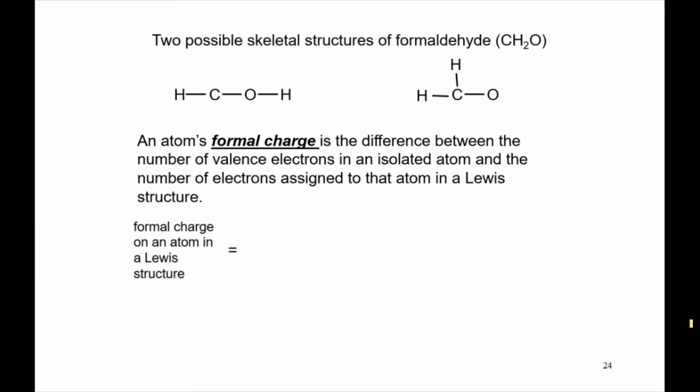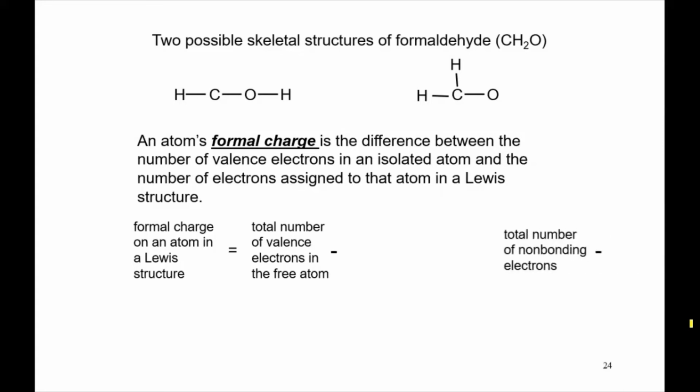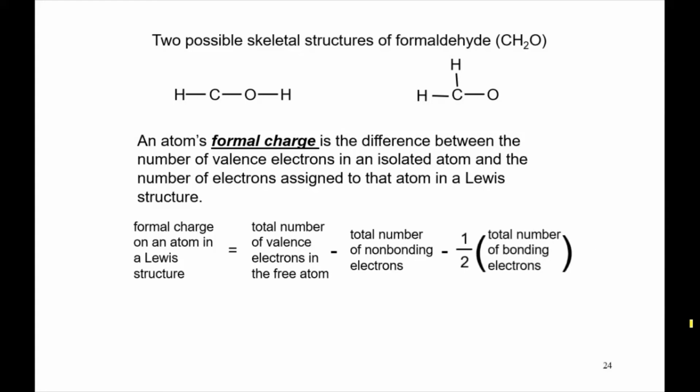So here's the formula. I'm going to look at every atom on the Lewis structure, and I'm going to find out what is the total number of valence electrons that atom would have in its free state, in other words, the number I get from its position on the periodic table, minus all of the lone pairs or non-bonding electrons on that atom in particular. And then we're going to take 1/2 of the bonding electrons, okay?